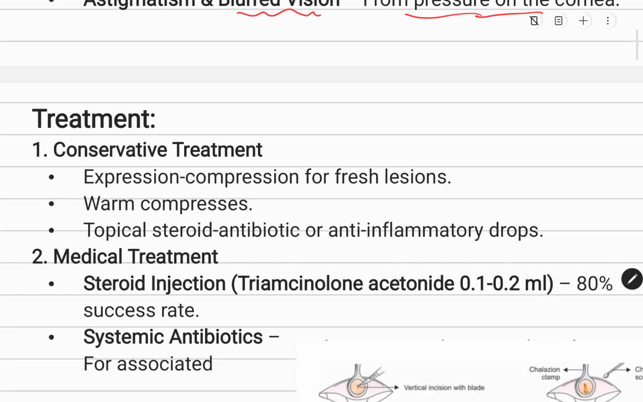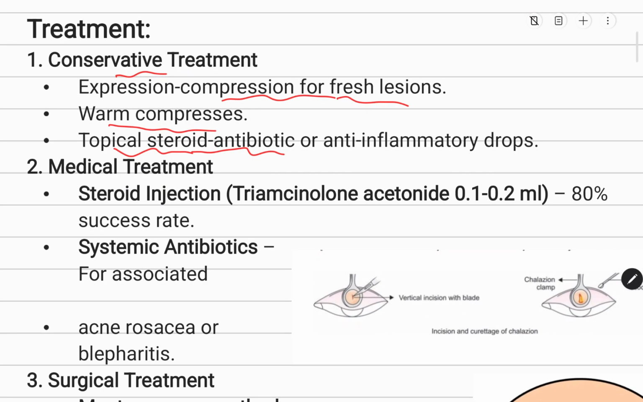So what is its treatment? The first one is conservative treatment. In this treatment, we compress our eyelid. It is given mainly if there are fresh lesions. Warm compression is given, and topical steroid and antibiotic are also given. Okay, the second one is medical treatment. So conservative treatment is given, then the other is medical treatment.